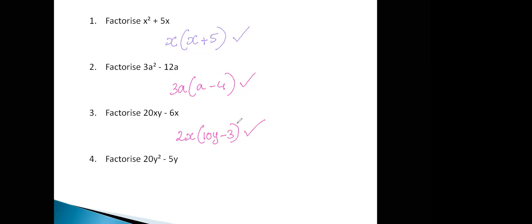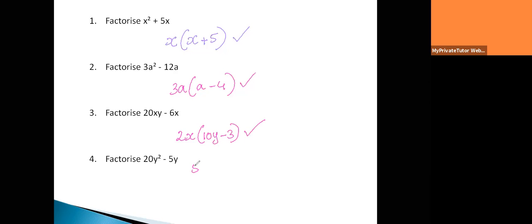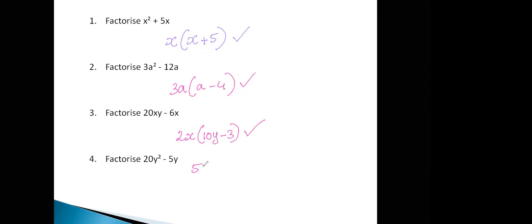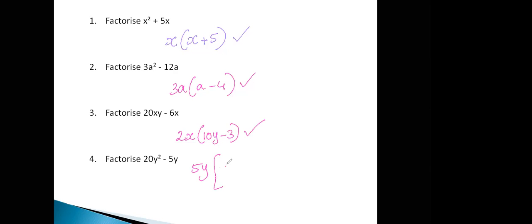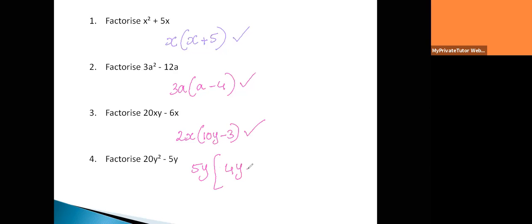Yes. Okay. So the last one. What is the common term? First thing you need to find the common term. Yeah, the 5. And also we have y, right? So 5y is the common term. After that, just divide by 5y. Yeah, 4y minus 1. Excellent. That's it.